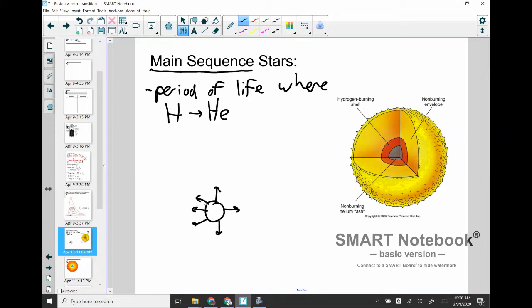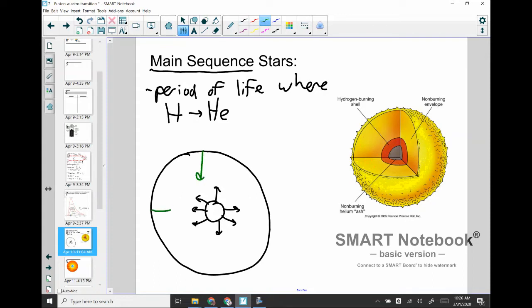It's like the core of the star. You'll notice that my art skills have not improved in quarantine. And that's acting against, this would be the yellow part, what would be the gravitational collapse. Gravity wants to pull everything inward towards the center of the star, but that pressure caused from the energy being released by fusion acts outward, and the star is in equilibrium. These two are balanced.